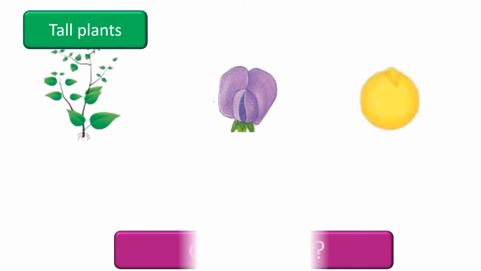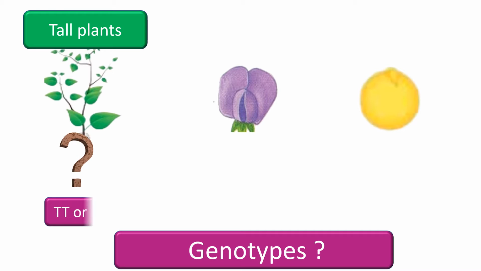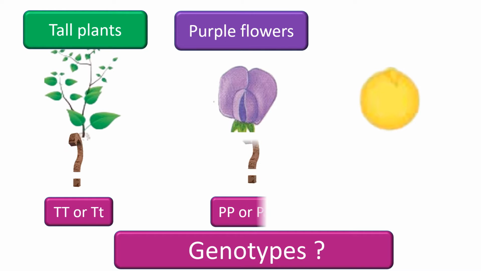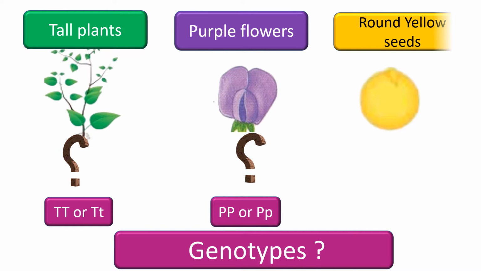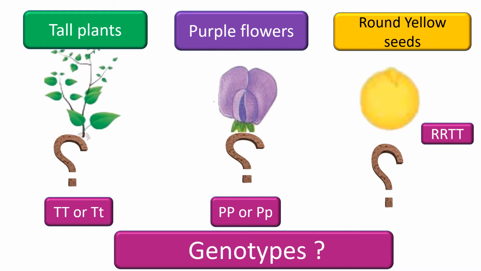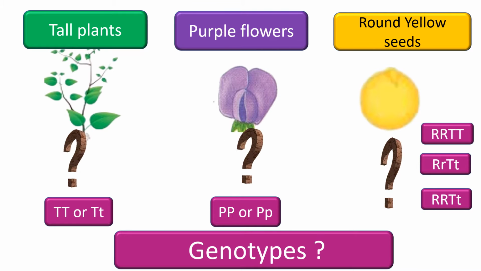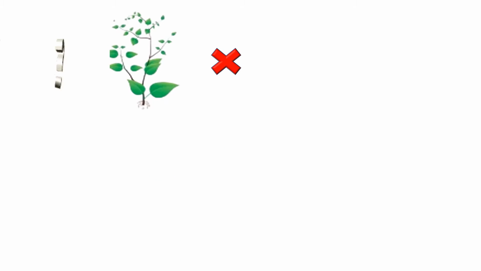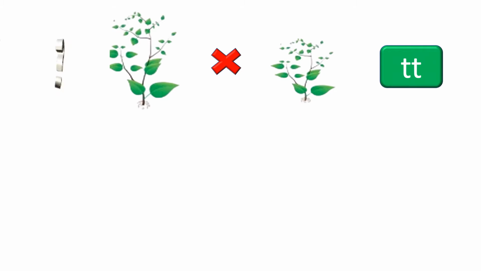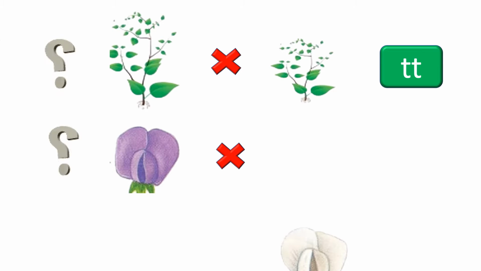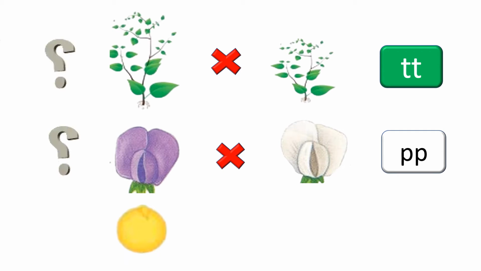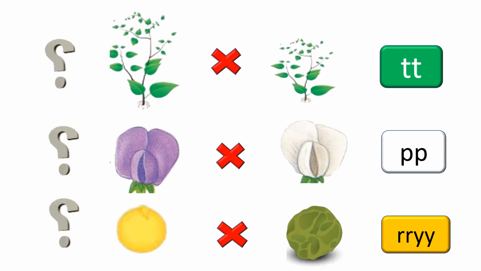Tall plants. Purple flowers. Round yellow seeds. He crossed the plant with unknown genotype with a plant that bears the homozygous recessive genotype for the relevant character. According to the results obtained, he could determine the genotype of the known phenotype.